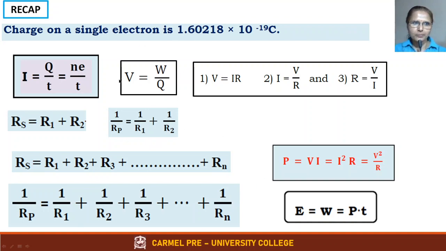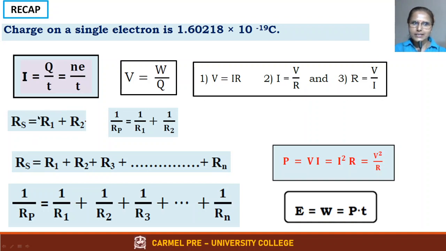Okay, just to recollect, charge on a single electron is 1.6 into 10 to the power of minus 19. Current can be given by charge by time. Voltage is given as work done by charge, and by Ohm's law these are the three equations: V is IR, I is equal to V by R, and R is equal to V by I. We need all these for problem solving.